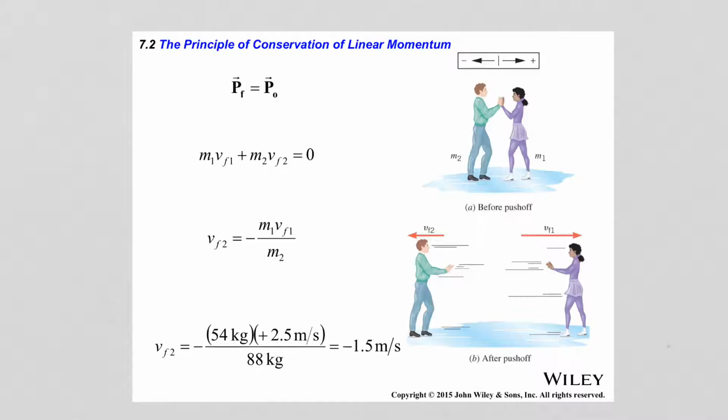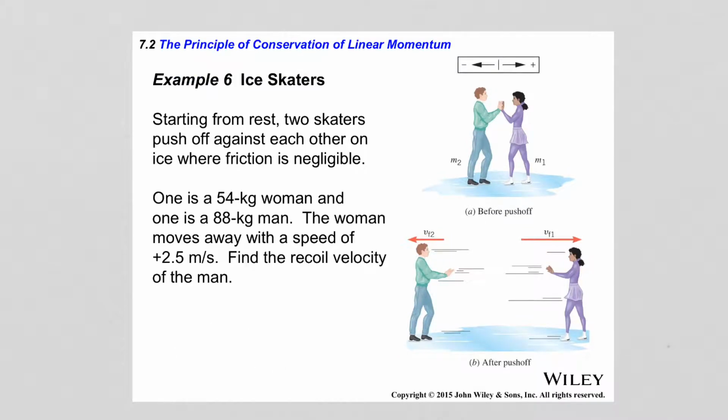Notice one more thing. Because the man is heavier, his velocity is smaller than that of the woman. The woman is lighter and her velocity is faster than that of the man. But the momentum of each person is equal.